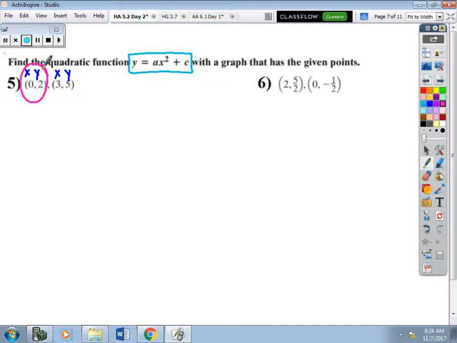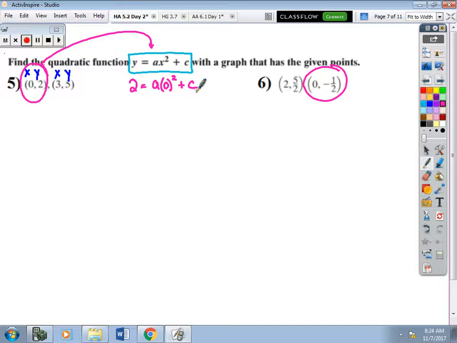So in example 6, when we get there, you're going to want to start with this one because it has a 0 to begin with. Okay, otherwise you'll kind of make the problem a lot harder in terms of substitution with multiple variables. So we will plug this value in to the equation. So that would get me 2 equals a times 0 squared plus c. Plugging in 2 for y and 0 for x.